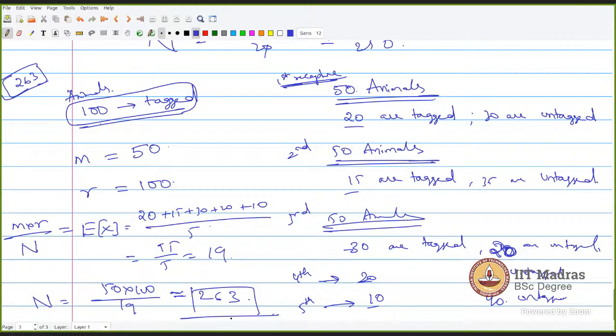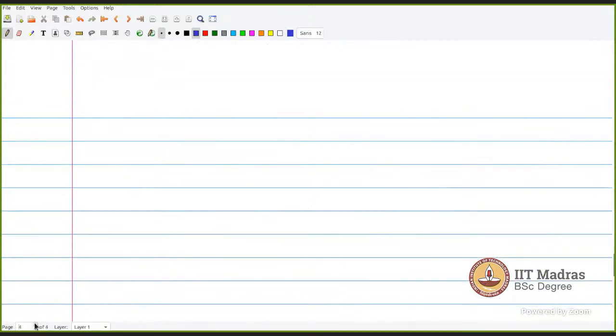Okay, this is about... Sir, in lecture, the professor has that formula M into R by N. See, the expected value of a hypergeometric will be M into R by N. Do I have to prove that? Proof, sir. Prove?